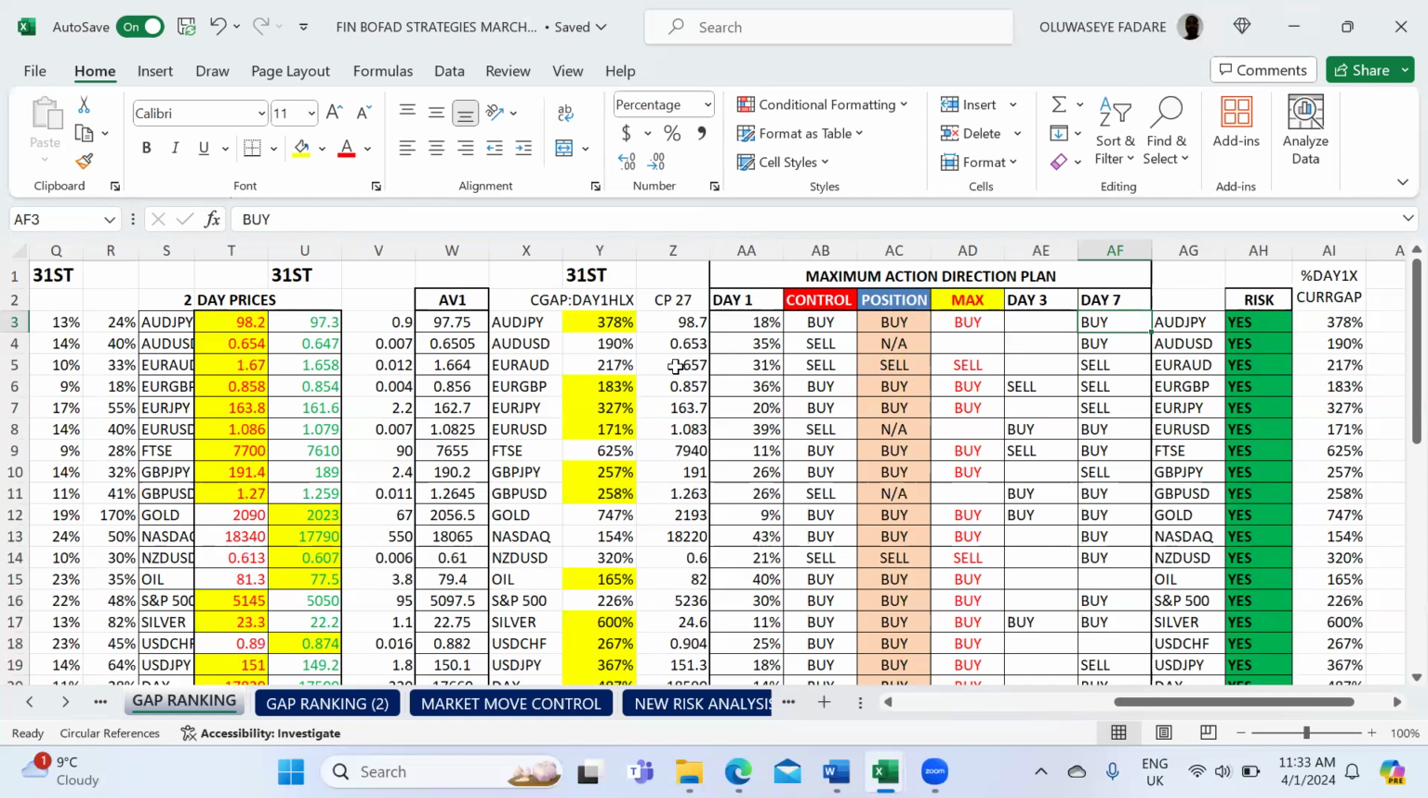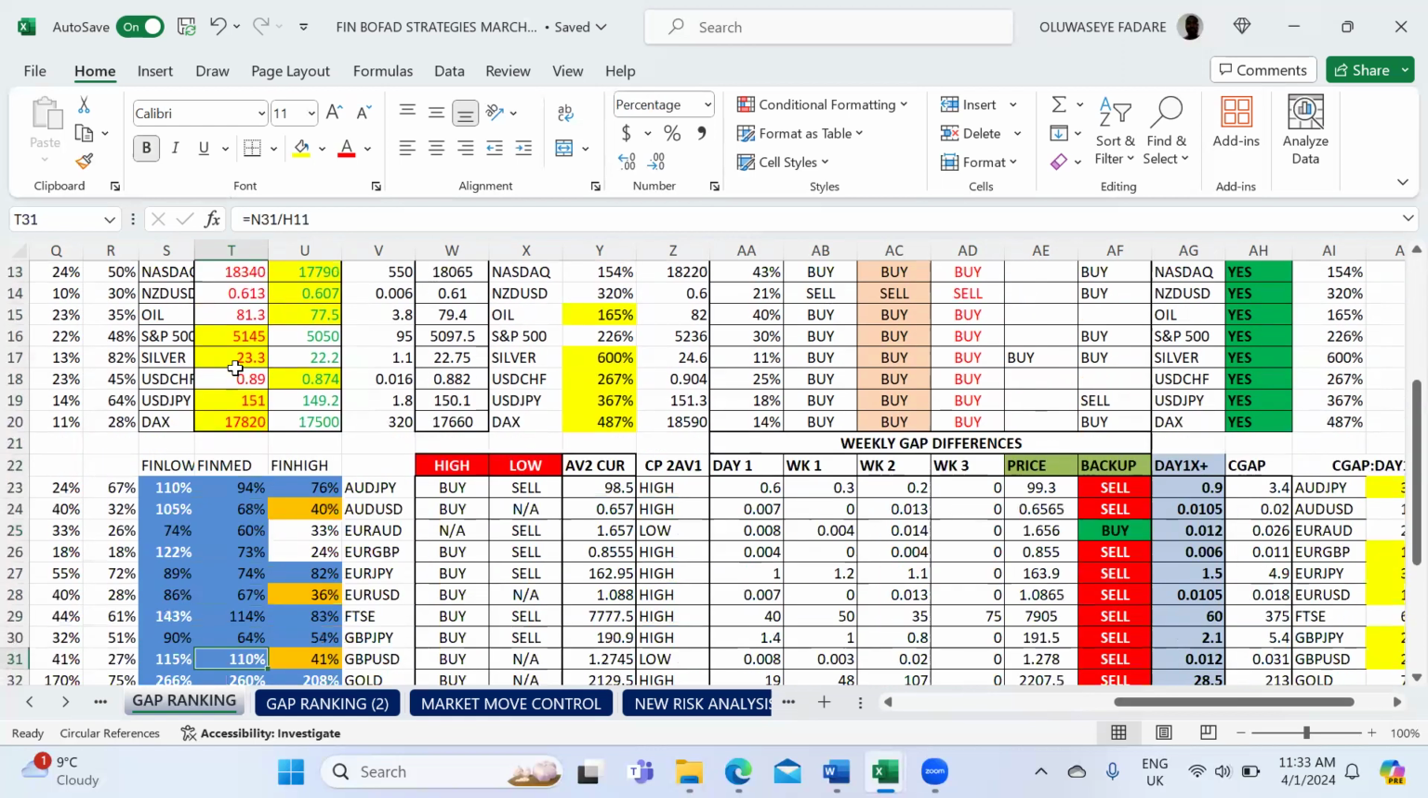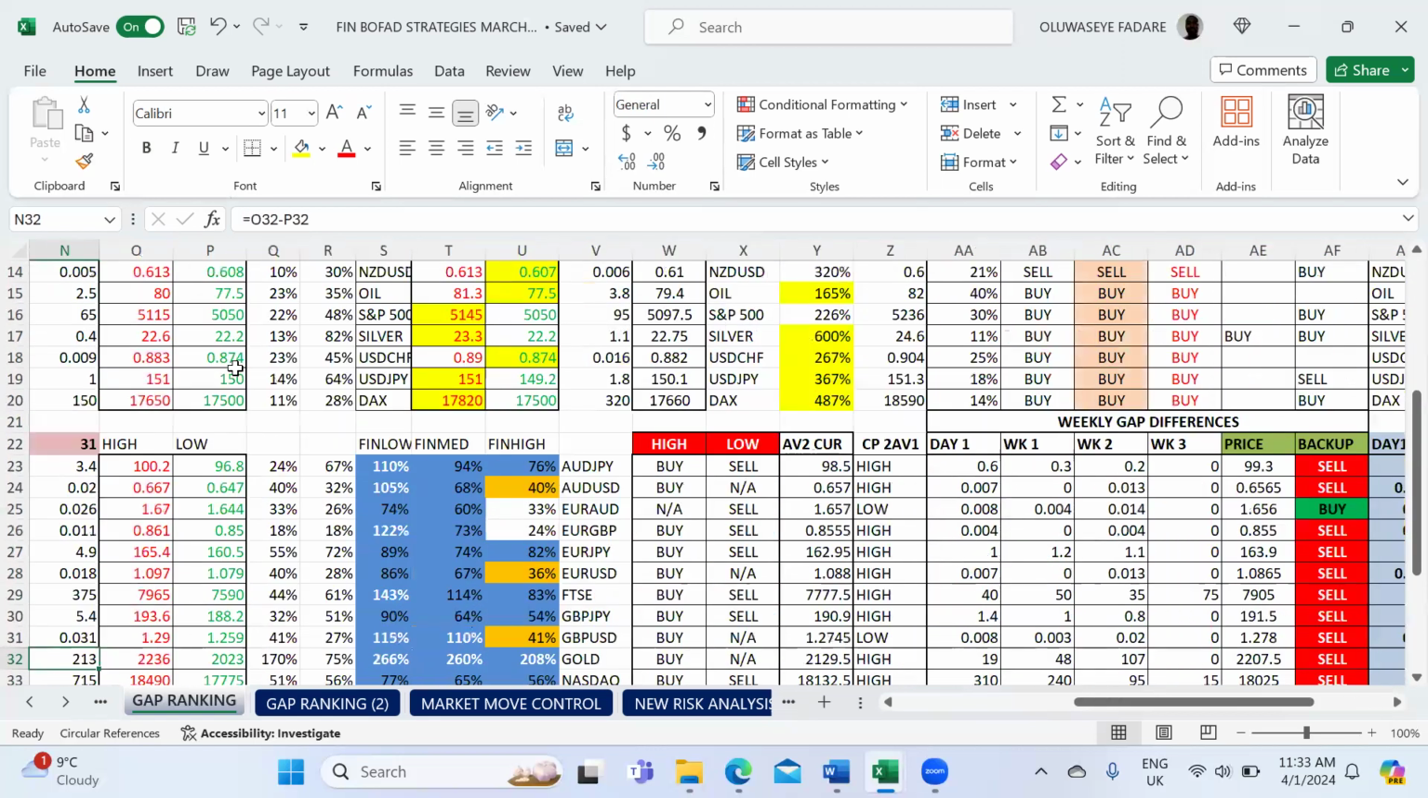Look at this example as well, Euro AUD. From day 7, it was a sell, and then at the end of the month too, it was a sell. If you look at the history, the market came down from 1.67 to 1.658, and then finally to 1.644. Can you see that? So that's how we are able to get all this data.